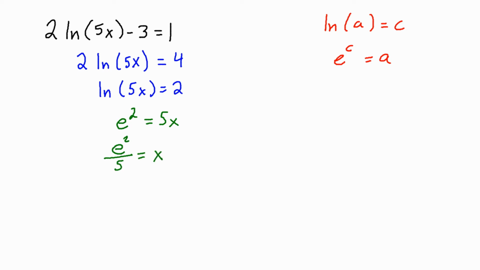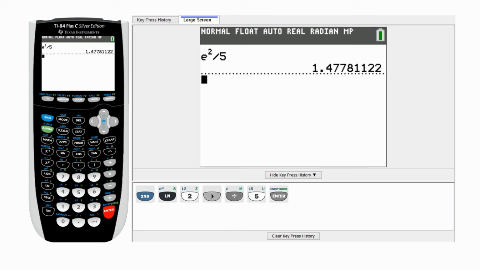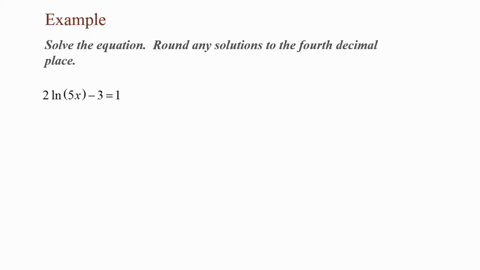And now I'm ready to calculate. So to get my e, second ln, 2 divided by 5, enter, and I get 1.47781122. Rounding out to 4 decimal places, x equals 1.4778.